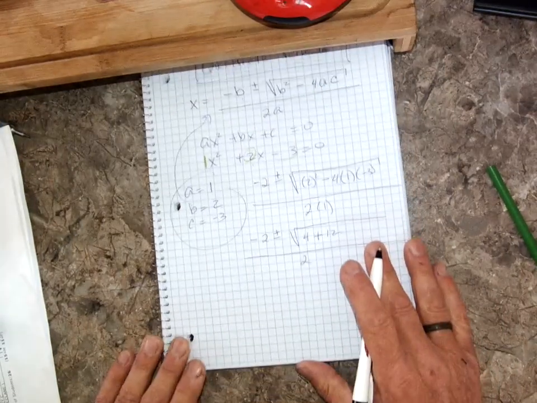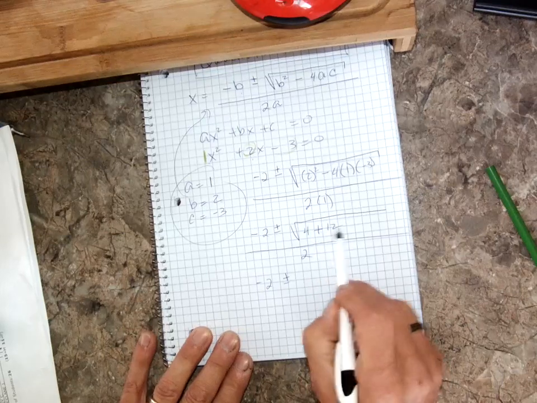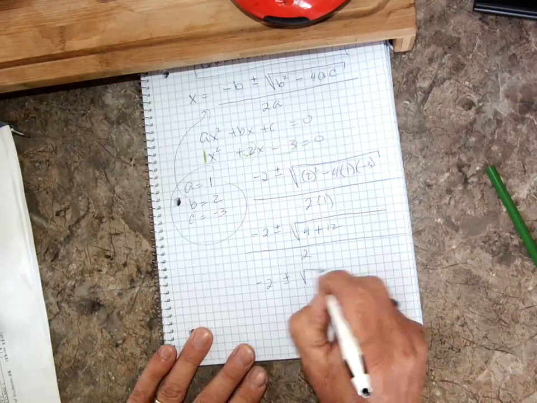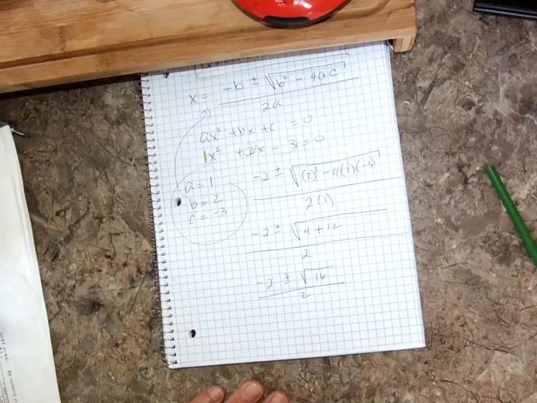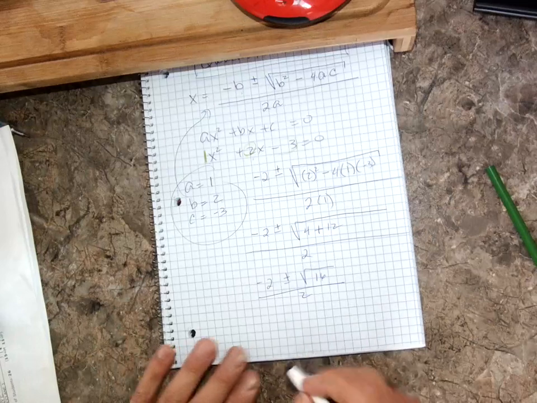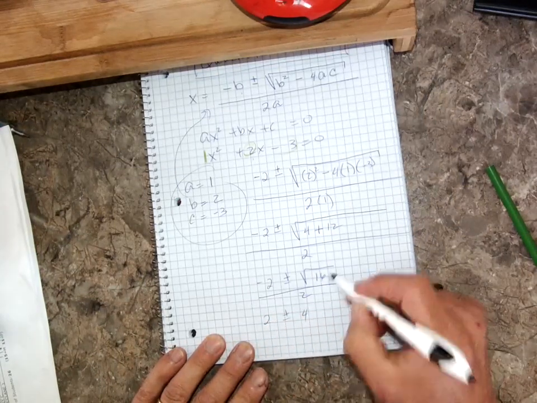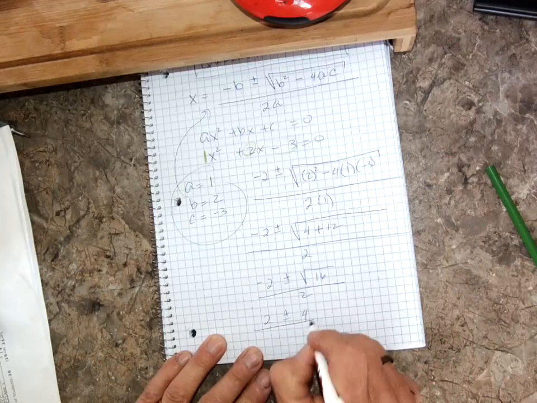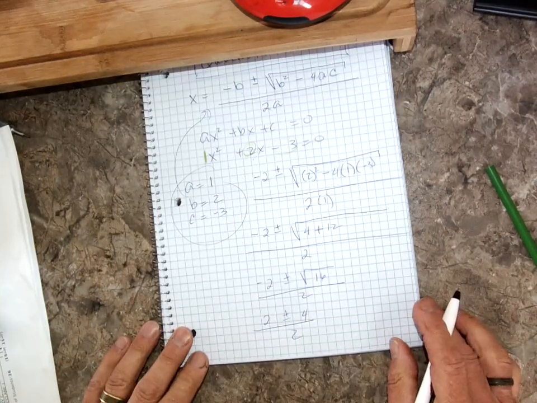I'm going to do more work with what's inside. So I'll have a negative 2 plus or minus 4 plus 12 is 16, all over 2. All right, let's keep going. I know the square root of 16 is 4, so I'm going to have 2 plus or minus 4, because the square root of 16 is plain old 4, all over 2. Now, there are two answers.